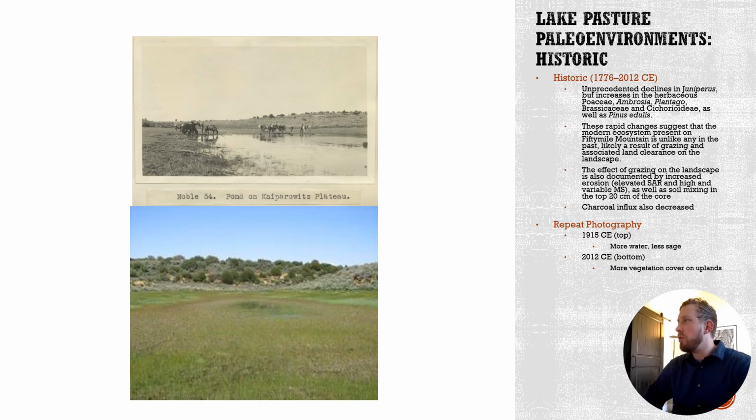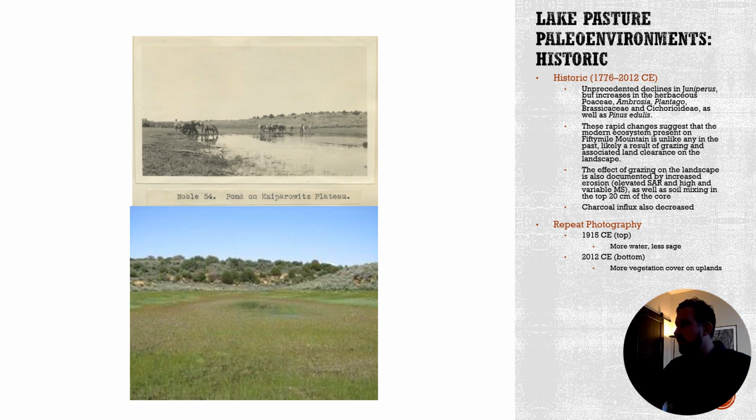Historically, there are unprecedented declines in juniper, increases in herbs, as well as increases in pinyon pine. These rapid changes suggest that the modern ecosystem present on 50 Mile Mountain is unlike any in the past, likely a result of grazing and associated land clearance on the landscape.